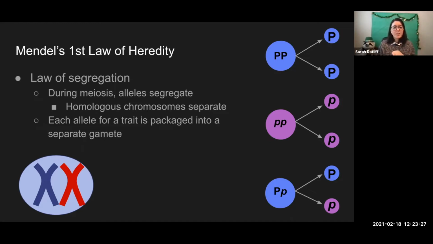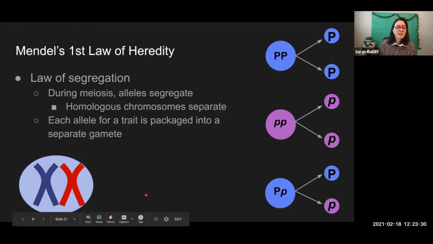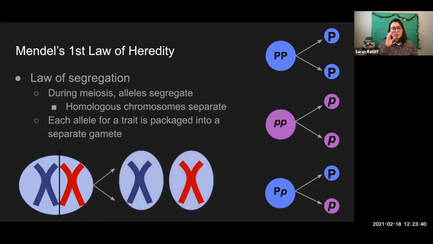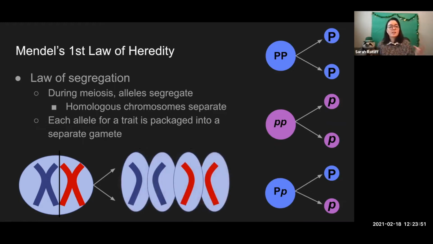But the homologous chromosomes, so here we have our 2 homologous chromosomes. They happen to be double-stranded. They're going to separate. We know this. In meiosis 1, we're just separating those homologous chromosomes. Then, during meiosis 2, we're going to split those in half so that now we have a single allele for each trait, and it's packaged in its own gamete, whether that's a sperm or an egg. Mendel figured all of this out just with some pea plants. Crazy smart dude.